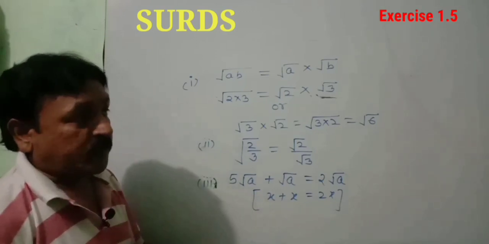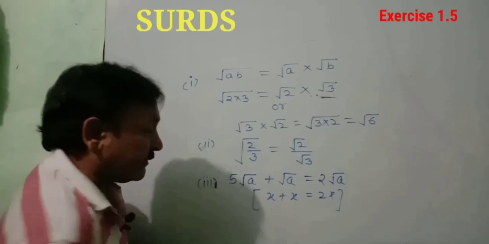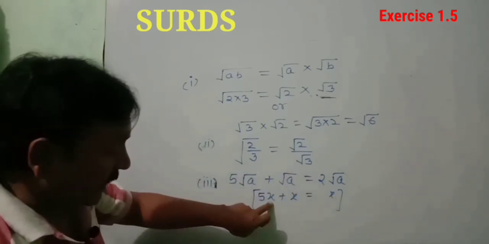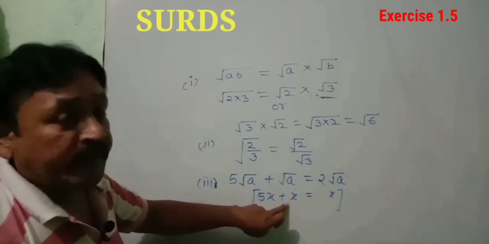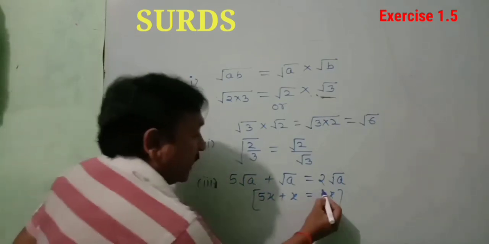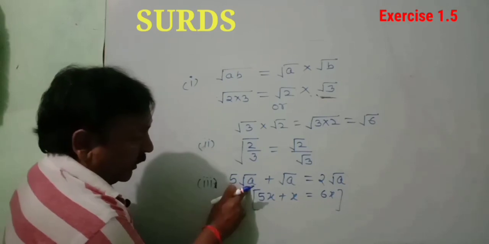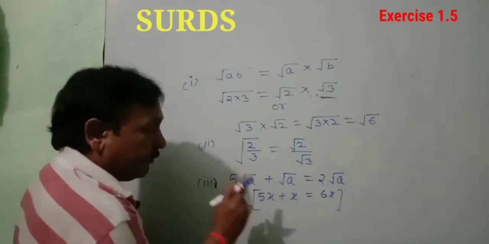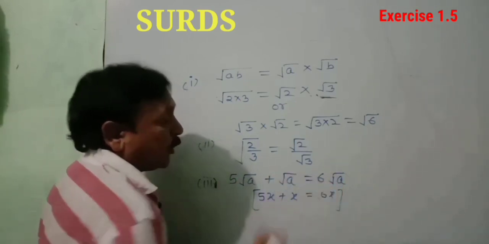And I have just told you, just see them in the same way as we had done in the previous classes. Suppose it is 5x plus x. The x coefficient is 5, here the x coefficient is 1. So what do we actually do? We add the coefficients. 5 plus 1, it will become 6x. In the same way here also. How many root A are here? 5. And here root A is 1. It means 5 plus 1. We will get 6 root A.